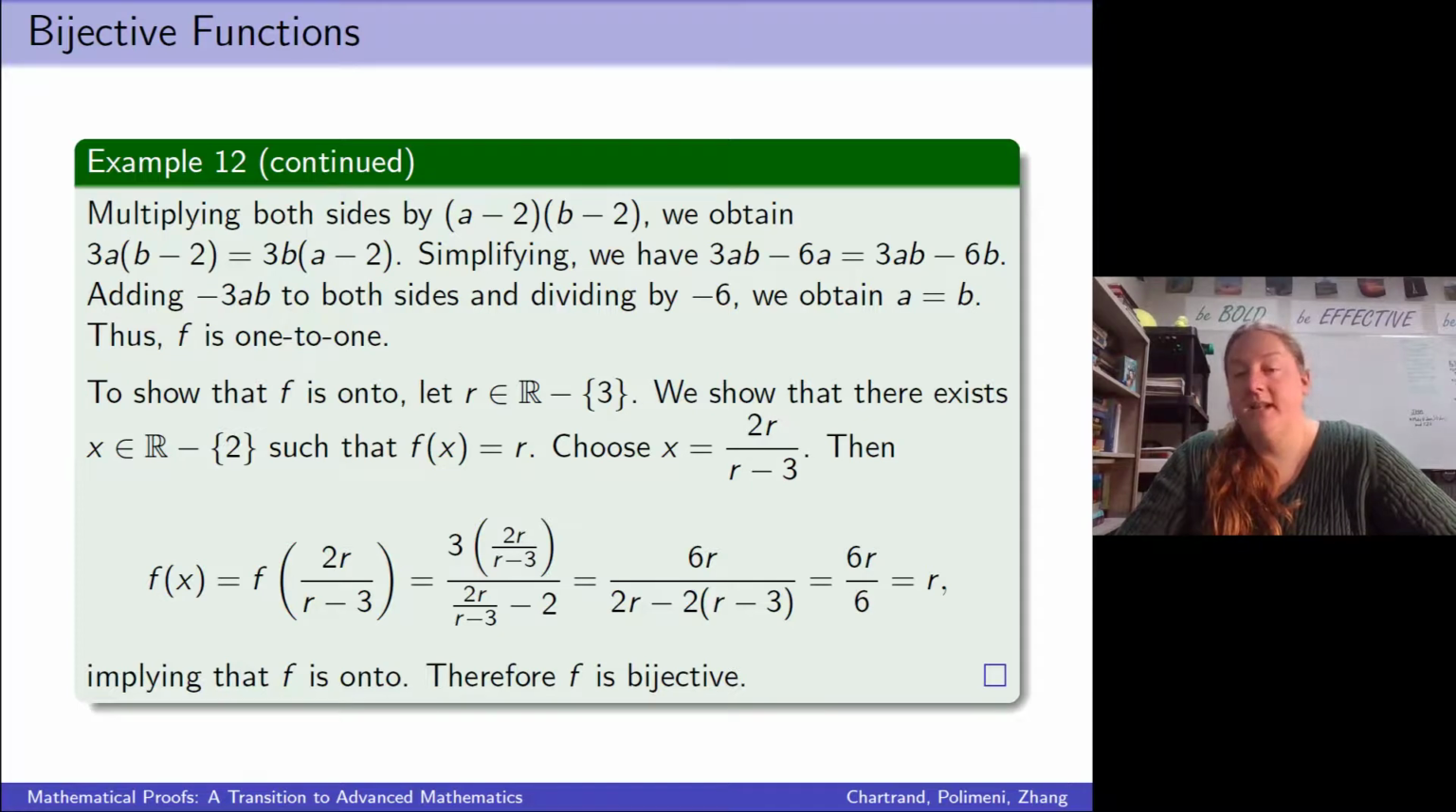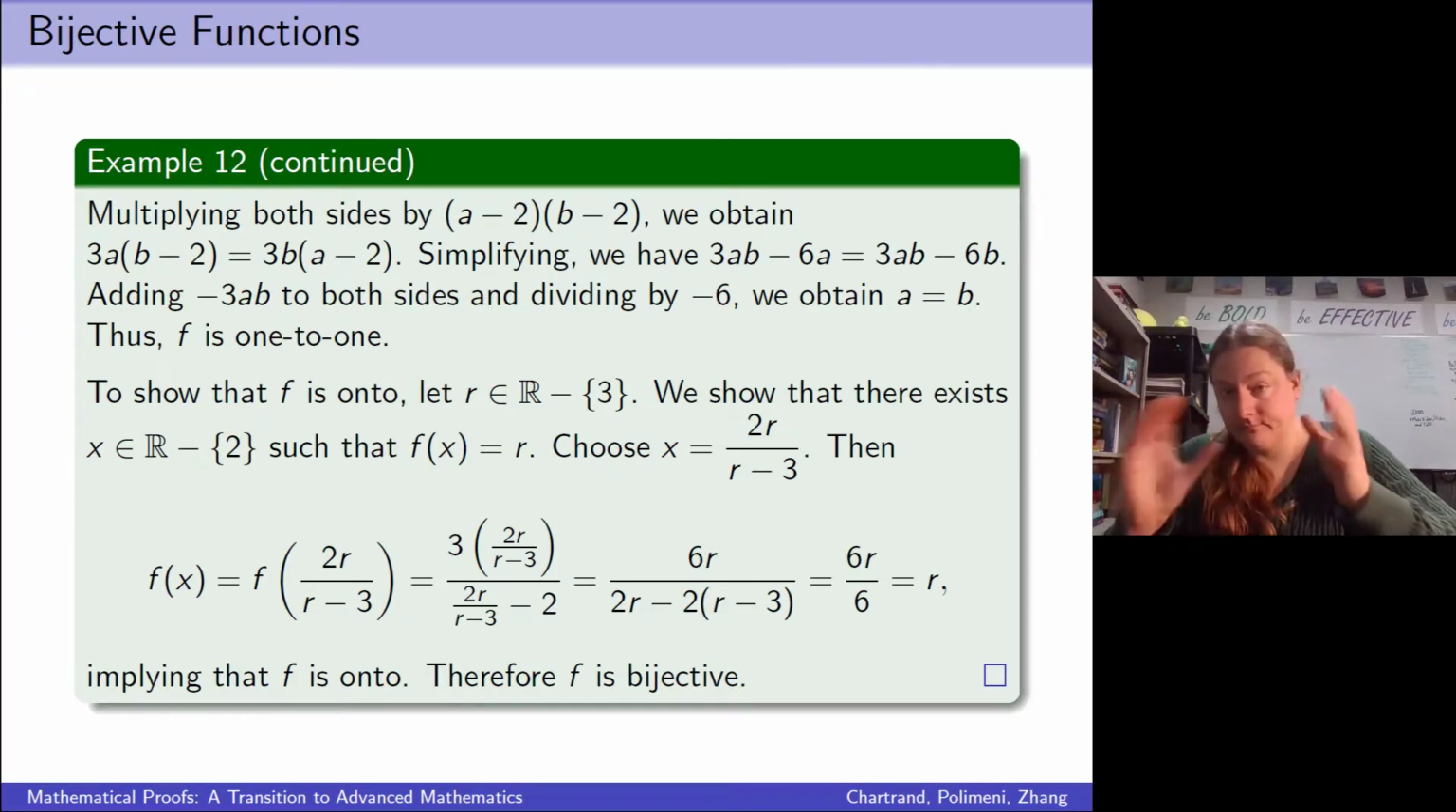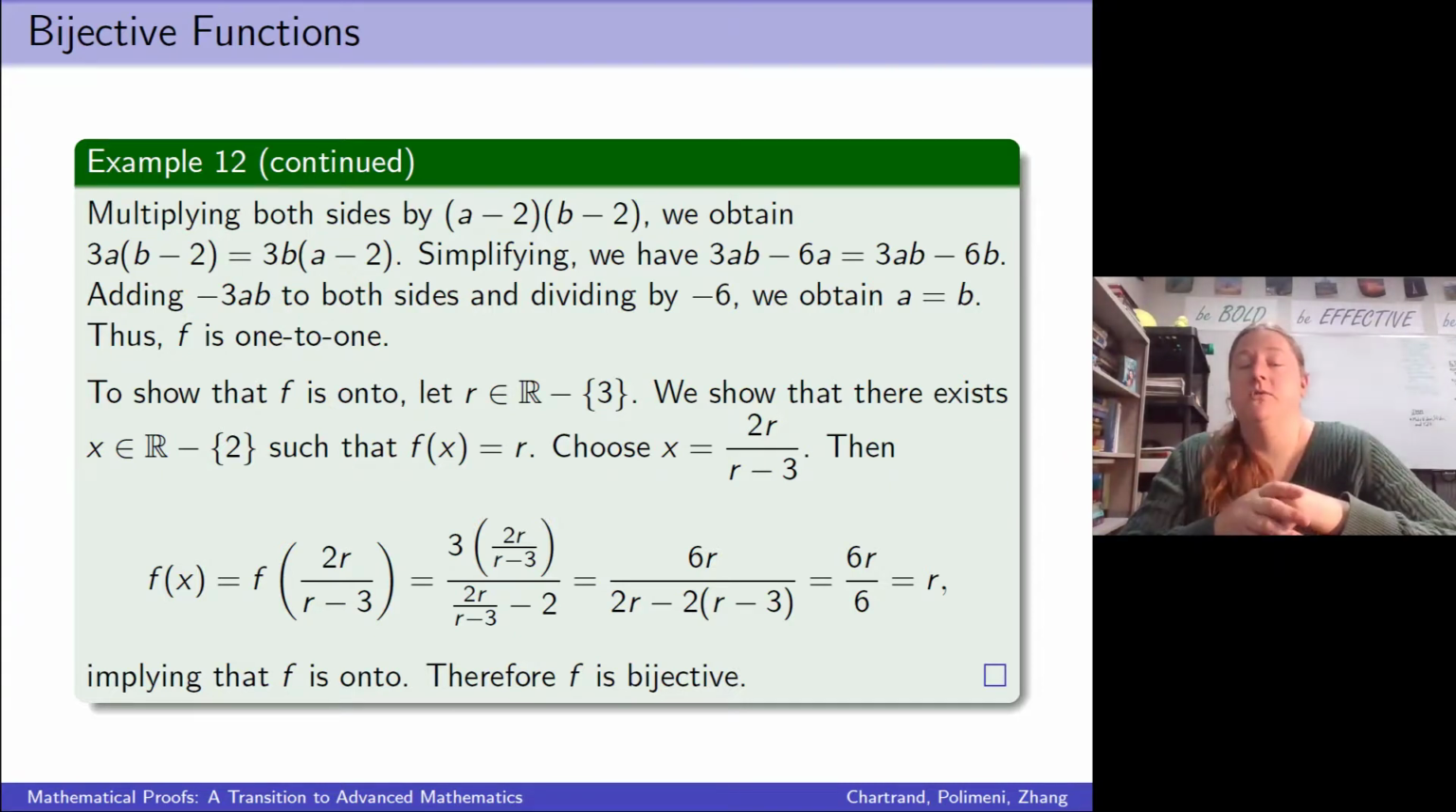Now we can simplify that and we'll get 3ab minus 6a equals 3ab minus 6b. So we can subtract 3ab from both sides and we get minus 6a equals minus 6b. Dividing by negative 6 gives us a equals b. So we have that our function is 1 to 1. Now, since our sets, again, are not finite, we can't just say that since it's 1 to 1 on finite sets, it has to be onto as well. We have to, in fact, show that it is onto.